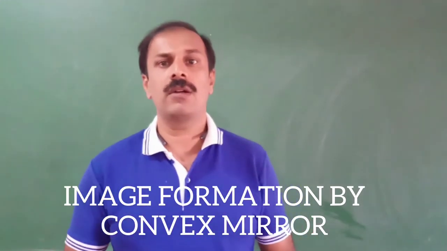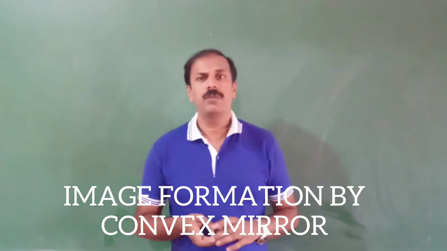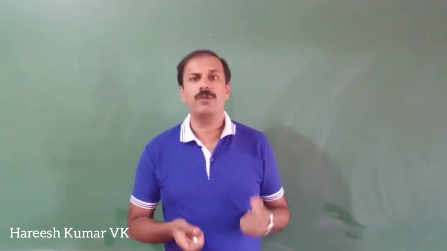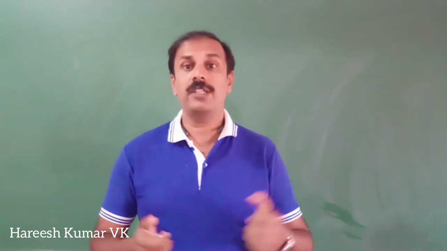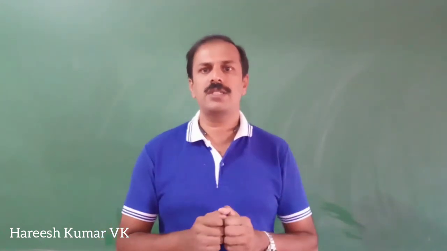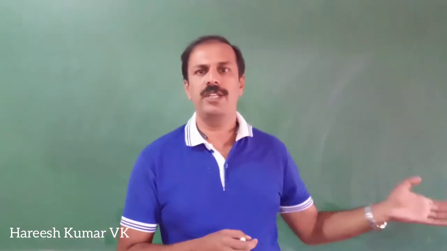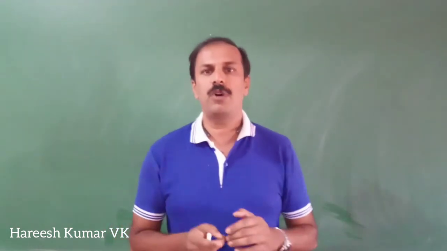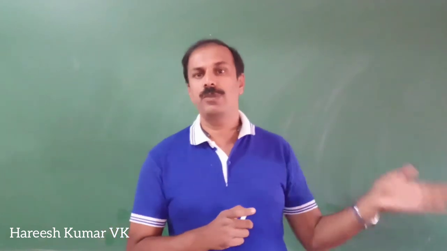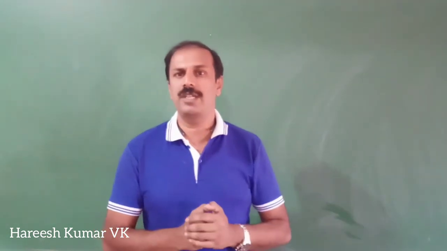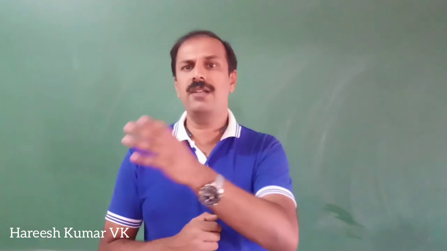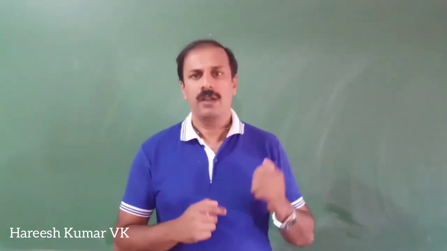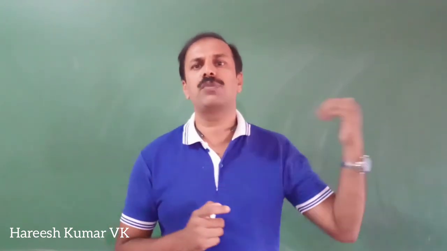So in the last part we discussed the image formation by a concave mirror. For different positions of the object, where the image will be formed, that is what we discussed in the last class. When the object is at infinity, the image is formed at focus. When the object is beyond C, the image is formed between focus and C. When the object is at C, the image is also formed at C. When the object is between C and F, the image is formed beyond C. And when the object is at F, the image is formed at infinity.